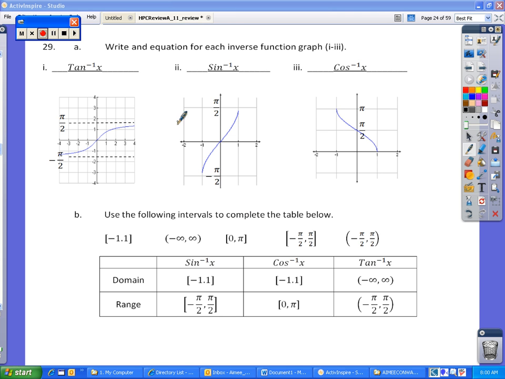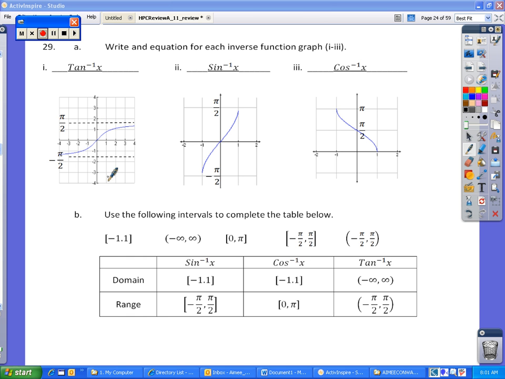Alright, so for 29, you are just writing an equation for each of the inverse functions, and how you determine which one is the tangent, sine, and cosine is basically by the original values that you had in your original graphs. So if you remember, tangent had asymptotes at negative pi over 2 and pi over 2.